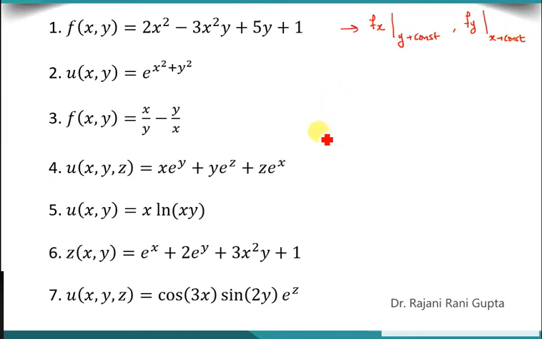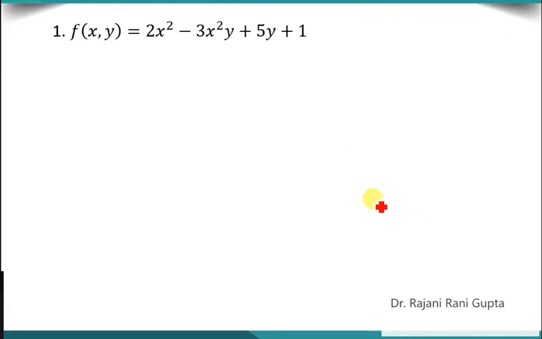Now you can extend this concept to the function of three variables. Here, u is a function of x, y and z. When you are differentiating with respect to x, you have to treat the remaining two variables y and z as constant. Similarly, if you want to differentiate with respect to y, consider the remaining two variables x and z as constant. And when you differentiate with respect to z, treat the remaining two variables x and y as constant. Then we can easily find the partial derivatives. So let's begin with this term.